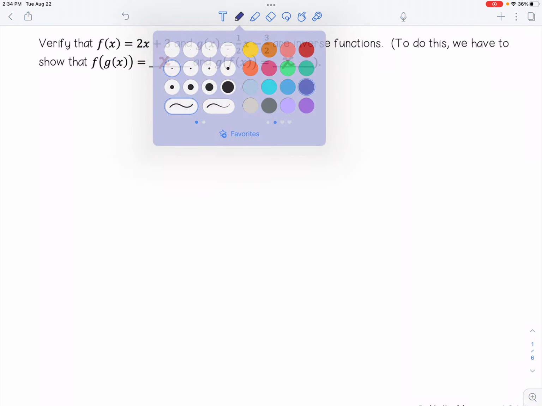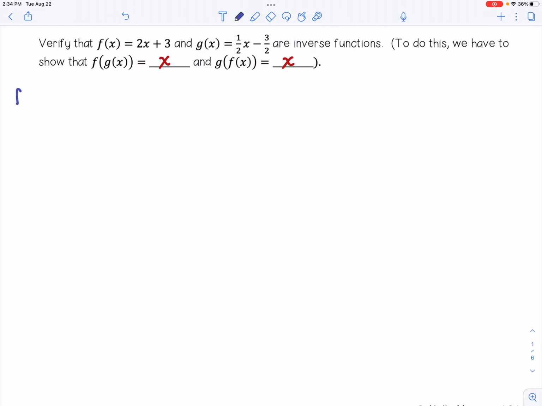So first thing we're going to do is look at f of g of x. If you're still struggling with compositions, it's a nice little practice as well. Remember, we're going to plug g of x, this inside function, into our f function. Okay, so we have our f function. We're going to plug in our g of x, which in this case is 1/2 x minus 3/2.